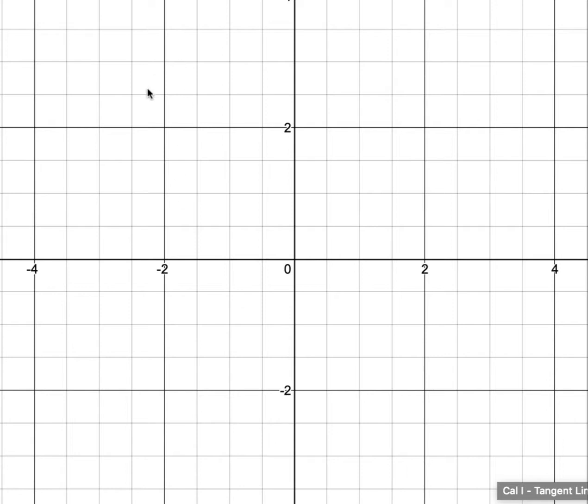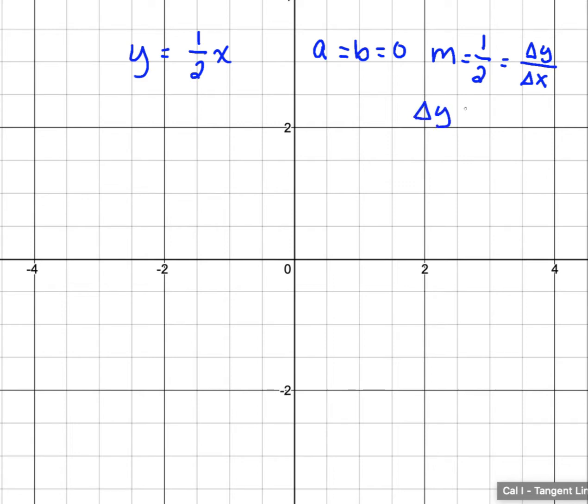Say y equals 1/2 x. So again, we have that a and b are both 0, and our slope in this case is 1 over 2. That's our change in y divided by the change in x. Or solving for delta y, we see that the change in y will always be 1/2 the change in x. So again, like before, we have a starting point, say the origin.